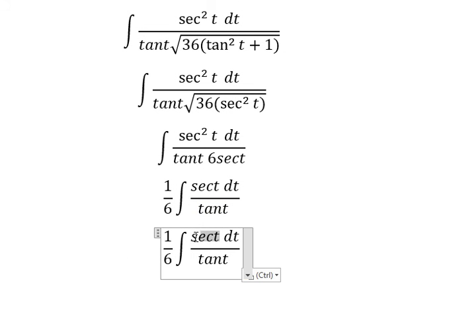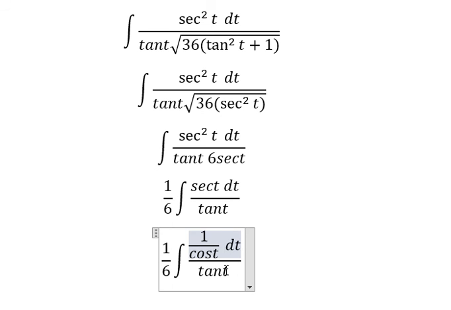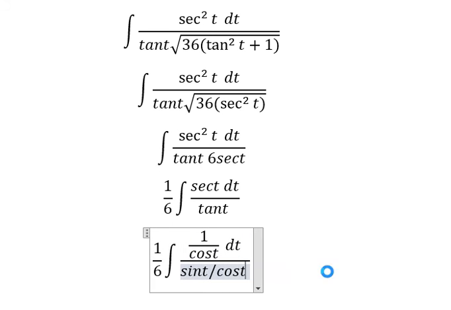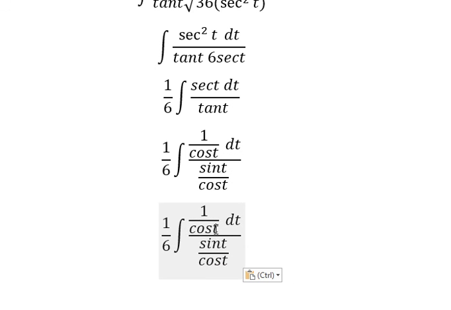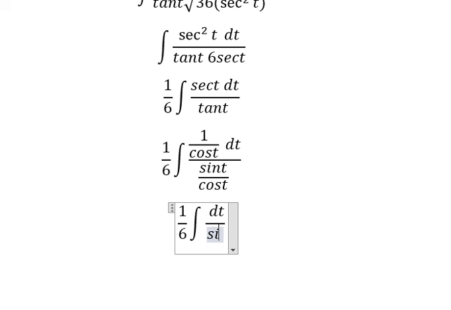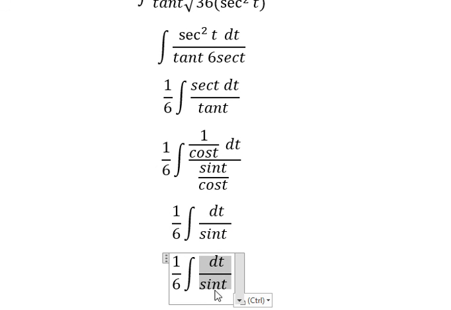Secant of t, we can change into 1 over cosine t. Similar for this one, tan t, we change to sin t over cosine t. Now we need to simplify cosine t. This one we can put into cosecant of t dt.